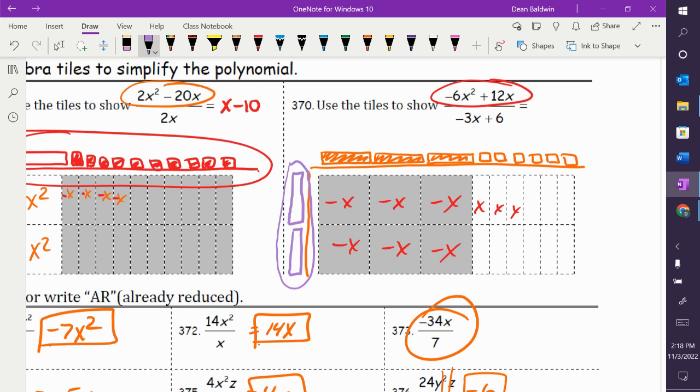So what's my answer? What's negative 6x squared plus 12x divided by negative 3x plus 6? Or it's positive 2x. Okay?